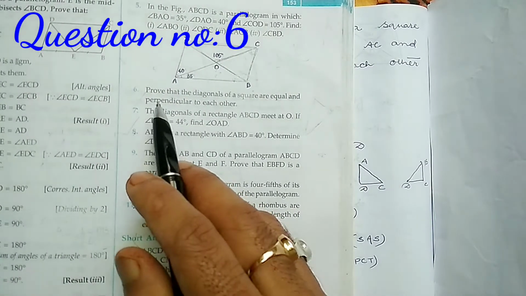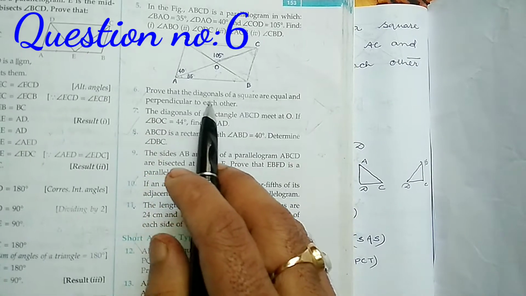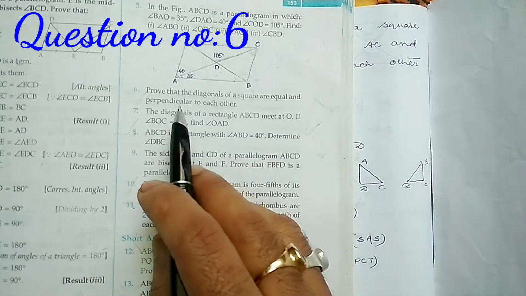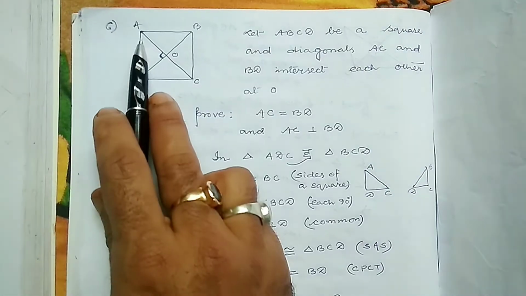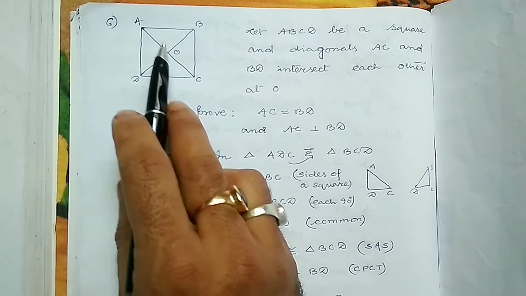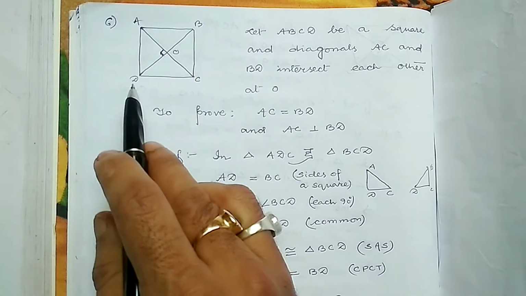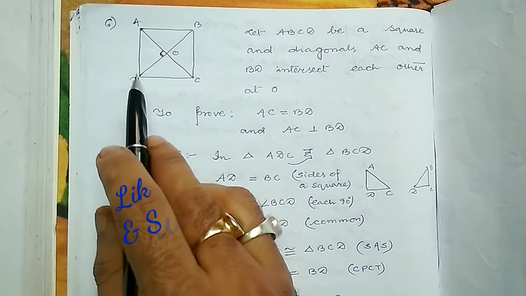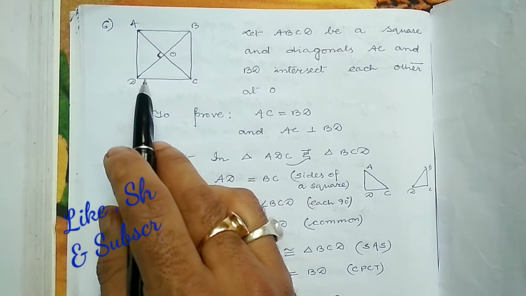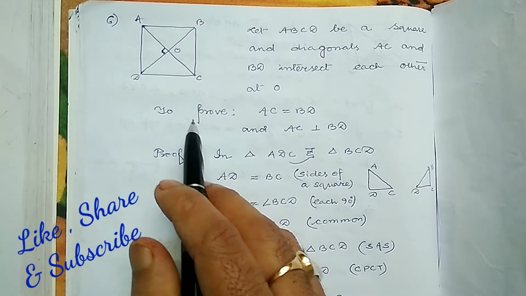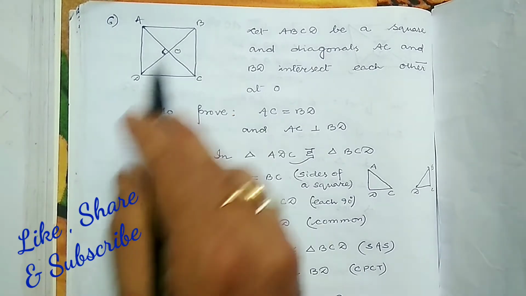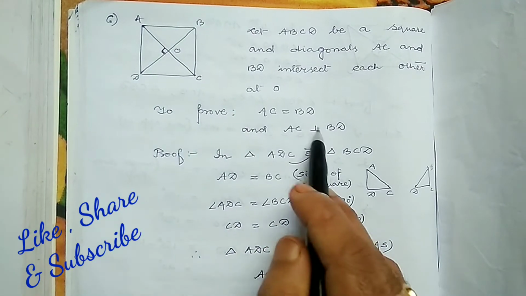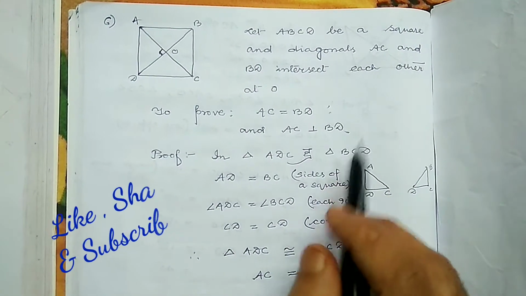In question number 6 it is given, prove that the diagonals of a square are equal and perpendicular to each other. ABCD is a square and the diagonals AC and BD intersect each other at O. What we have to prove? Diagonals are equal and perpendicular. So AC equals BD and AC perpendicular to BD. These two things we have to prove.